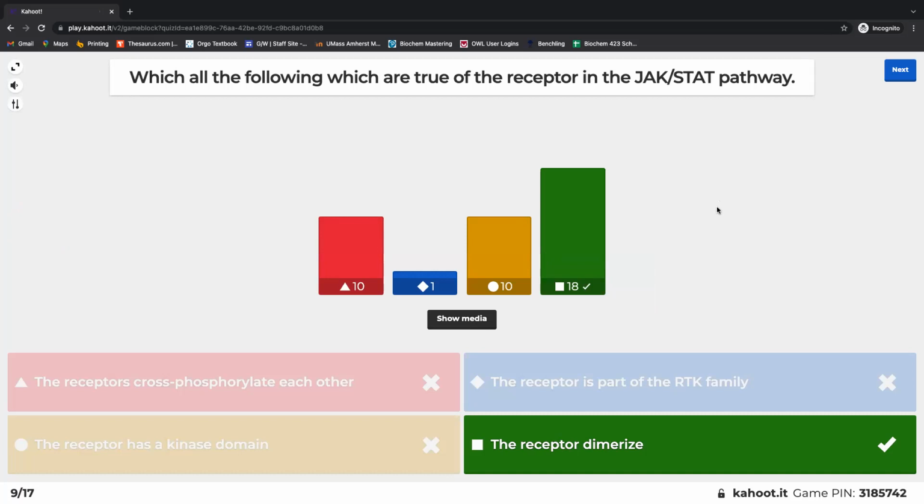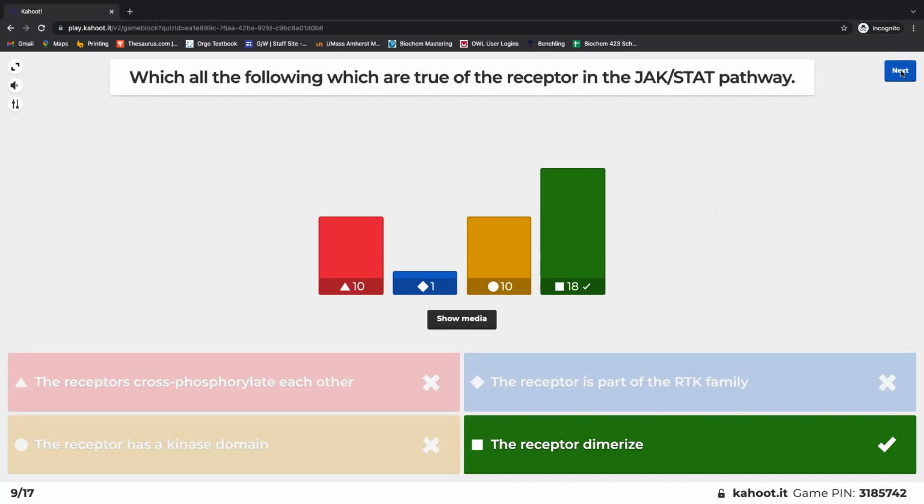All right, so in the JAK-STAT pathway, the receptors are not kinases. That's why they have the JAKs. The JAKs act as their kinase. Right, in the RTK, the receptor itself has a kinase domain. That's how the RTKs are able to phosphorylate each other. But in the JAK-STAT, they rely on JAK, which is not part of the receptor. They're not RTKs.